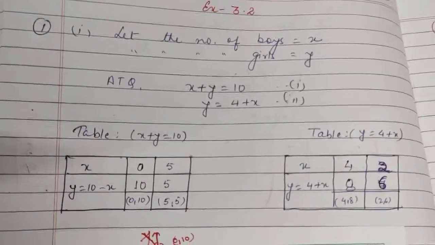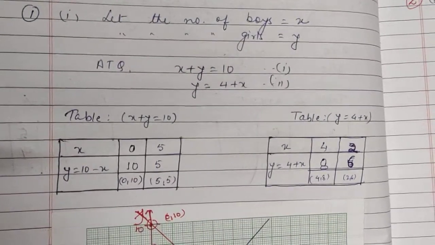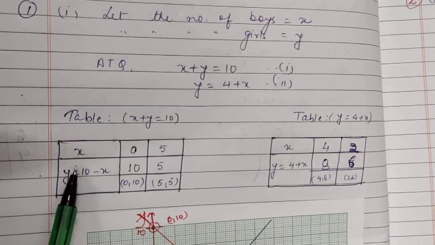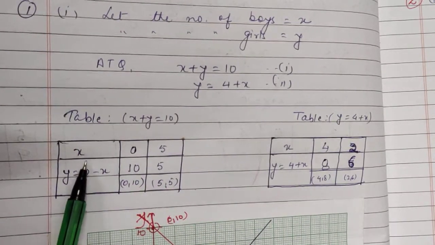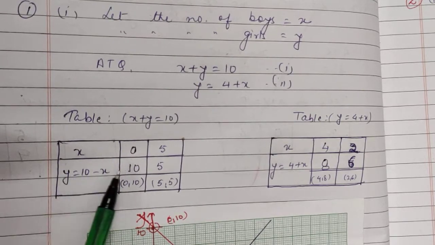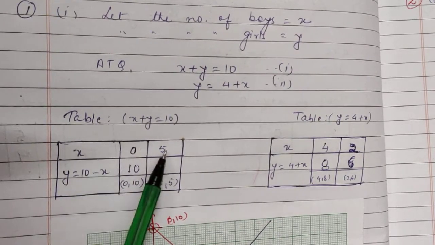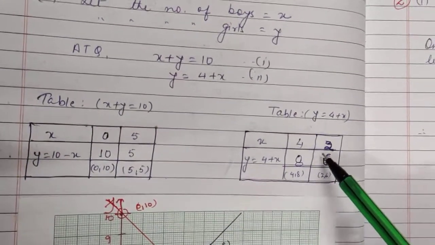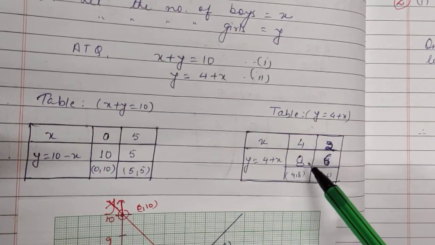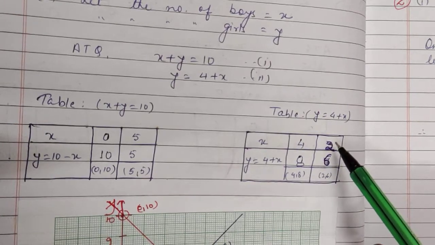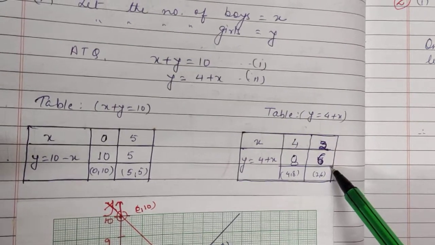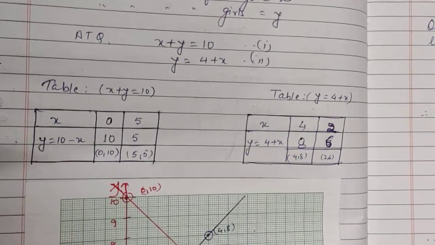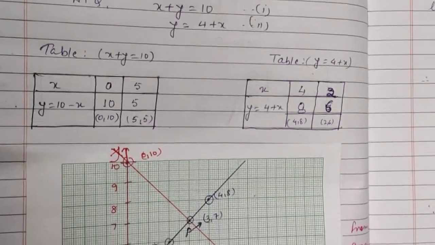I have explained this in the first exercise, so you have to just draw the same way. Again, I have made a table for the two equations. In the first equation, x plus y equals 10. If I have taken x equals 0, y will be equal to 10. If x equals 5, y will be equal to 5. Similarly, in the second equation, if x equals 4, y equals 8. If x equals 2, y will be equal to 6. You can put whatever value you want. There is no hard and fast rule to put these values only. So you can put the value as per your convenience.